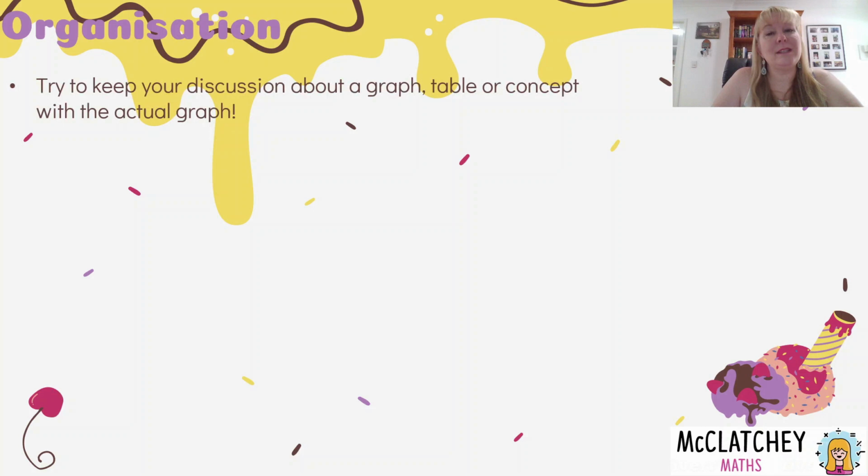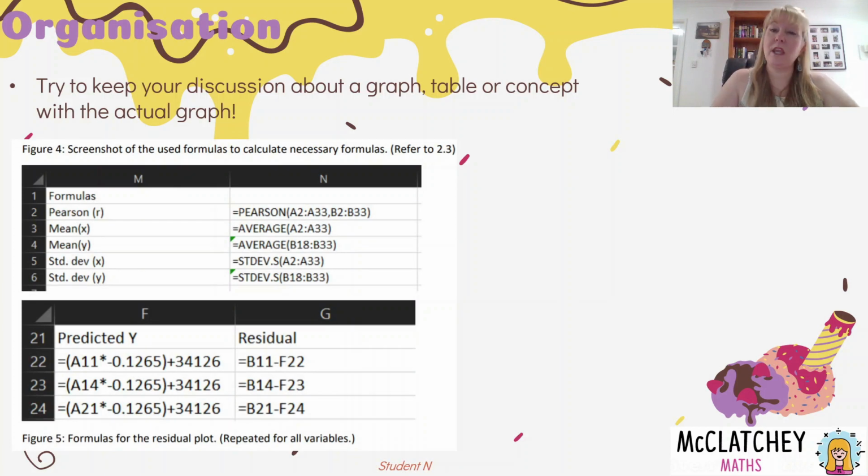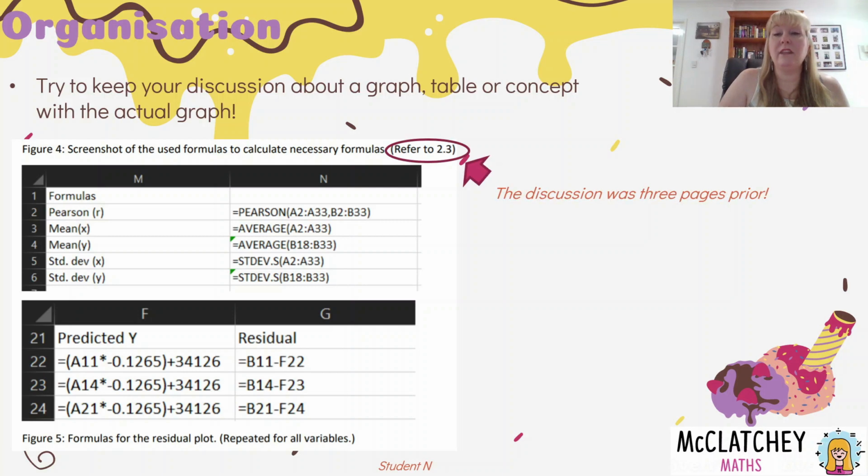Also, try to keep your discussion about a graph and a table or a concept with the actual graph. So sometimes I will see situations where a student will dump everything, all the formulas in the one place. They'll have this page and it'll just be screenshots of formulas. So notice here, they've got figure 4. That's wonderful. They've named it figure 4.